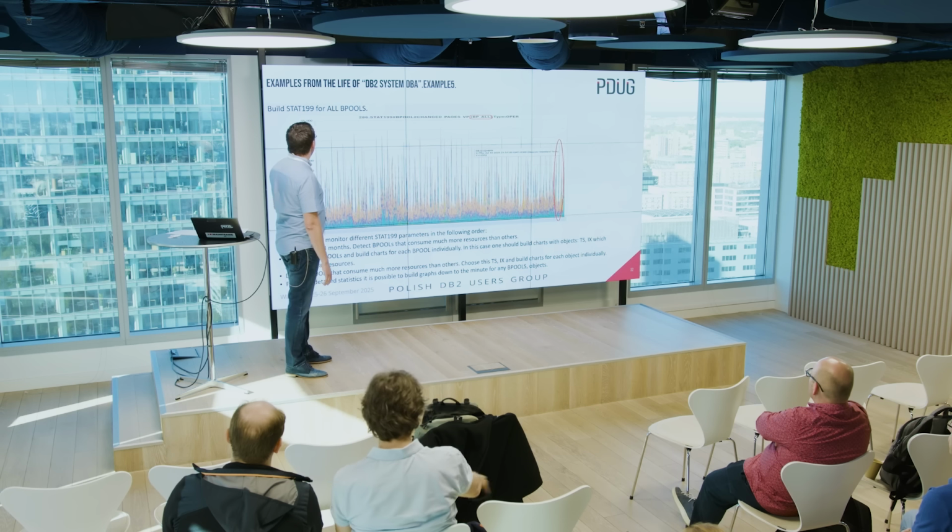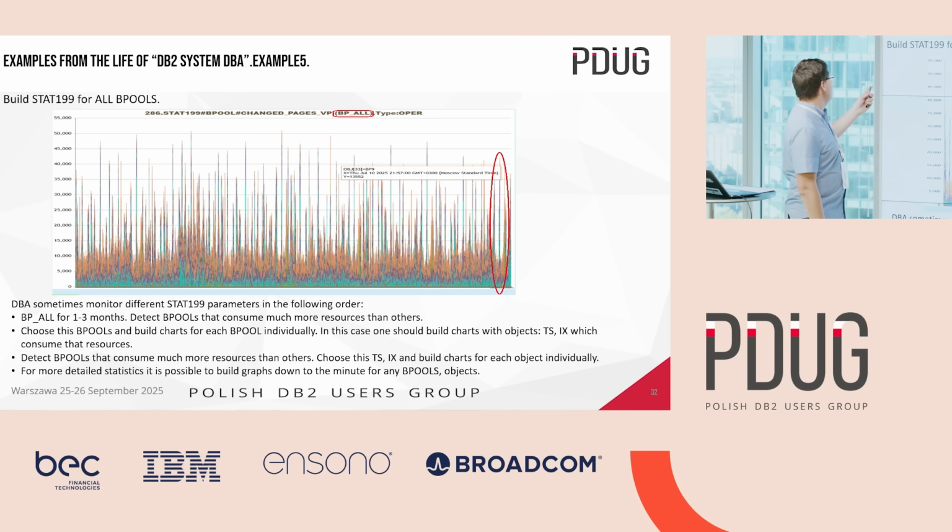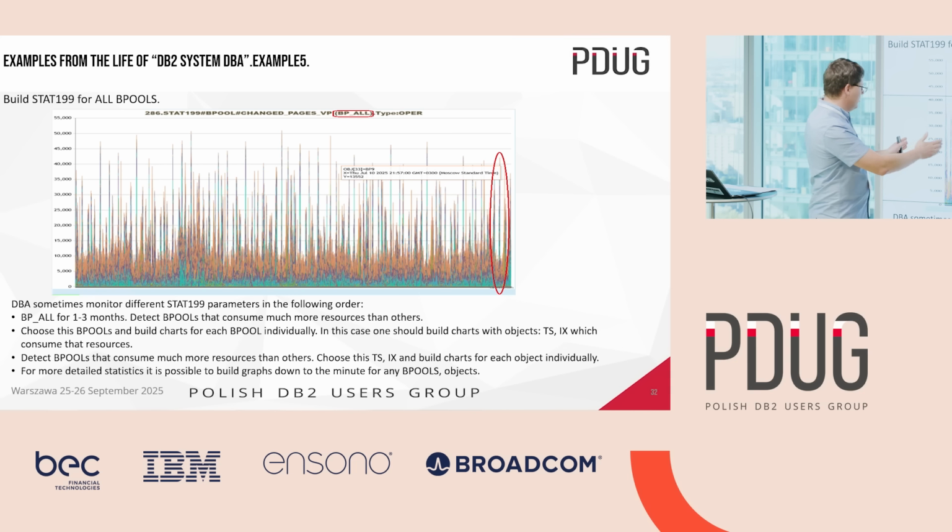Built for DB2 monitoring application, there is a possibility to build statistics for all buffer pools. These charts show operational information, meaning a fixed value every minute. The charts may be hard to recognize, but if you zoom in, it will be helpful.